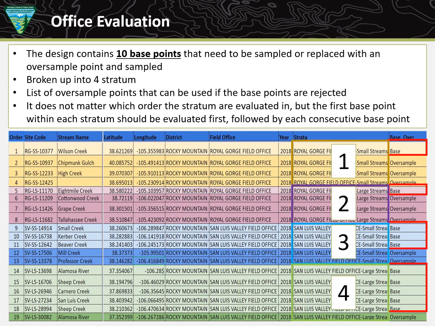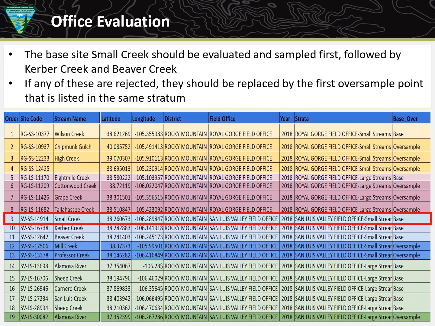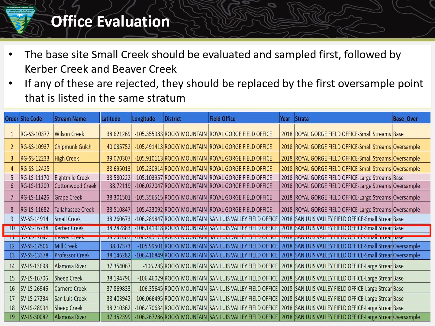The design is broken up into 4 strata that represent the 4 regions within the field office and contain 1 or more base points each. Listed under the base points for each stratum is a list of oversample points that can be used if the base points are rejected. It does not matter which order the strata themselves are evaluated in, however, the first base point within each stratum should be evaluated first, followed by each consecutive base point. For example, in the San Luis Field Office Small Stream Stratum, the base site Small Creek should be evaluated and sampled first, followed by Kerber Creek and Beaver Creek.